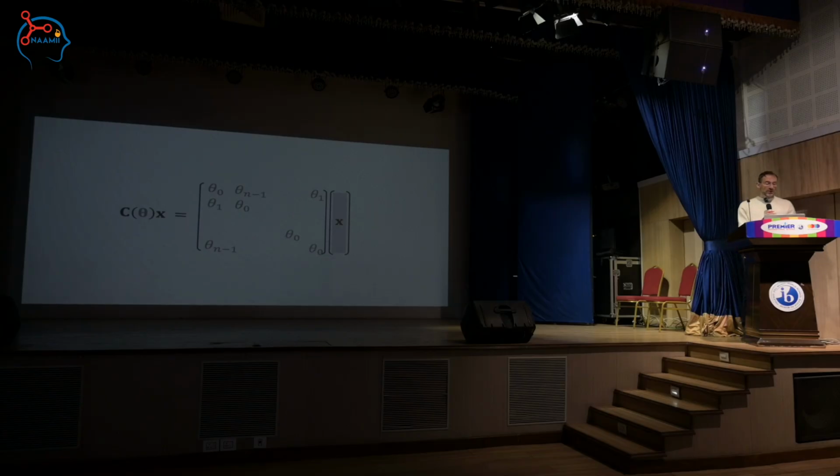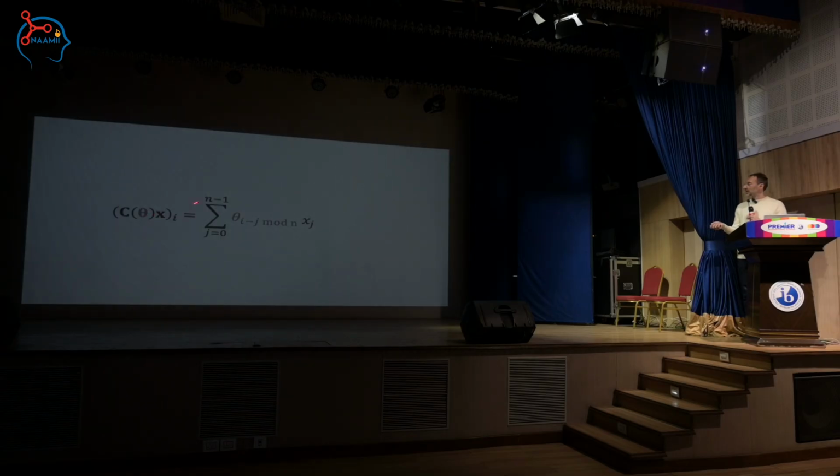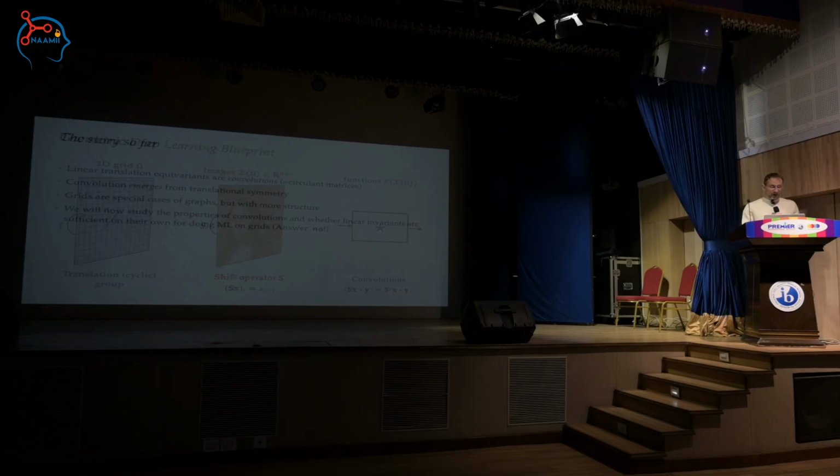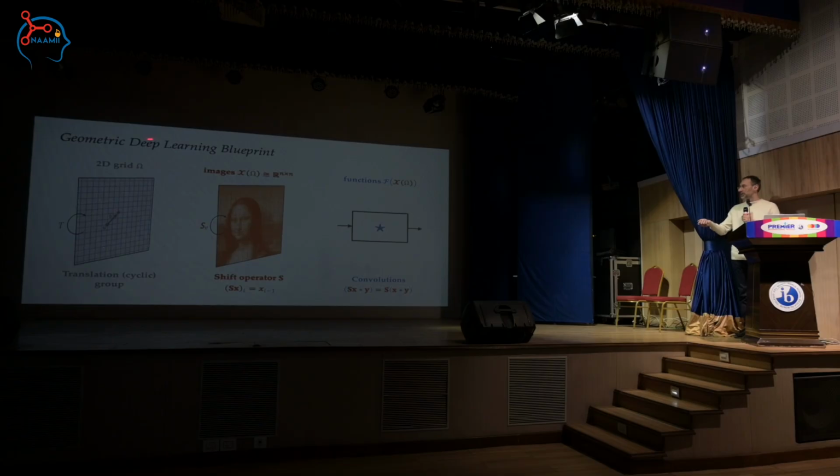And when this matrix is applied to a vector, then I can write the product in this form, right? So it's theta i minus j modulo n multiplying x, right? So we know the name of this operation. This is what we call convolution, right? So you see that linear translation equivariants are convolutions. And that was one of our prototypical examples, right, in the geometric deep learning blueprint. So we had a grid with the translation group.